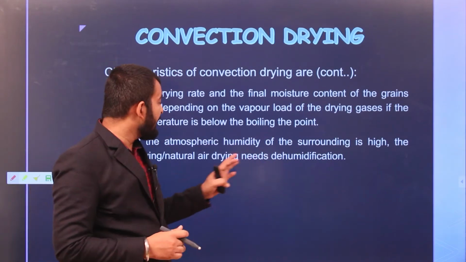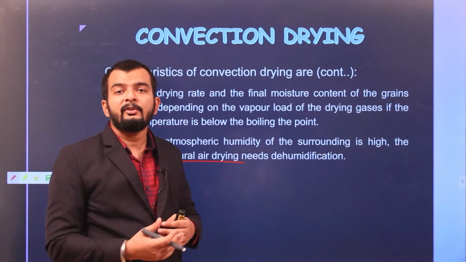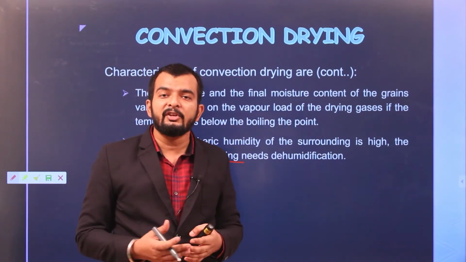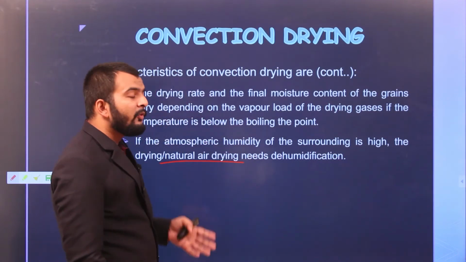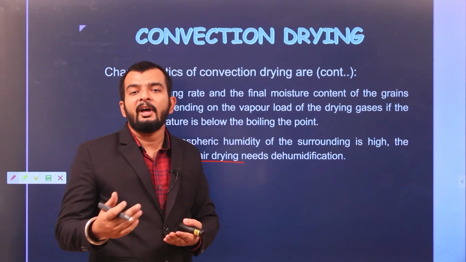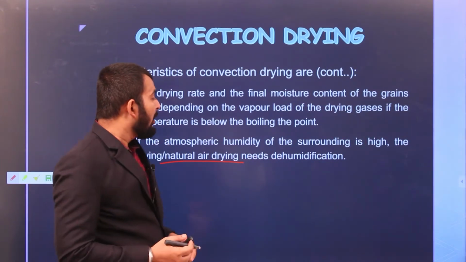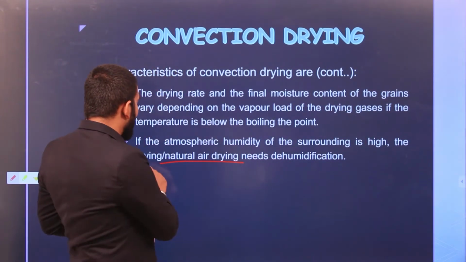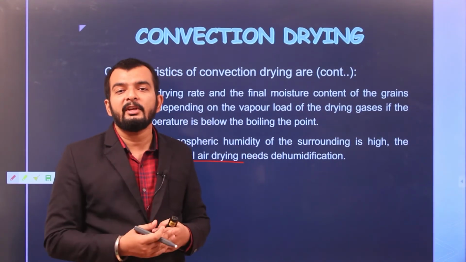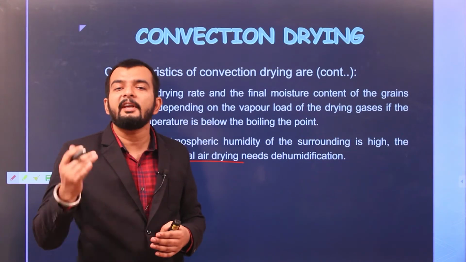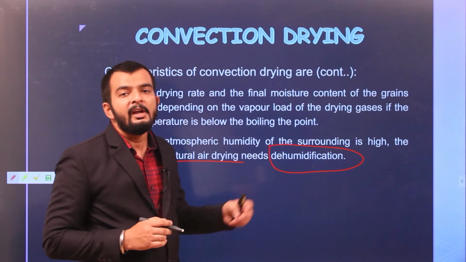But especially in case of natural air drying, if the surrounding air contains enough moisture, if the relative humidity of the surrounding is very high, it will not have any capacity to hold any more moisture from the grains. So in case we are using natural air for drying, and the humidity of the atmosphere is already high, we need an additional step called dehumidification.